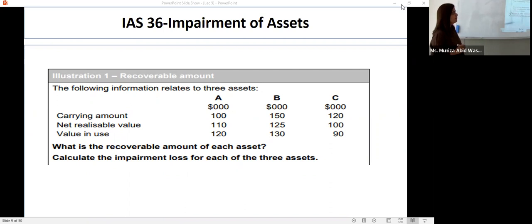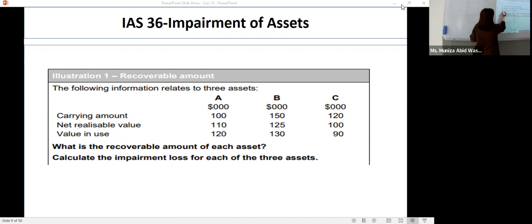They say the following information relates to 3 assets, A, B, and C. Carrying amount is given, NRV is given, value in use is given. In order to calculate recoverable amount, which 2 things do we need to compare? NRV and value in use. The greater of both of these will be considered as the recoverable amount. In the case of asset A, what is the recoverable amount? 120. Greater of NRV and value in use. 120 is the recoverable amount in the case of asset A.